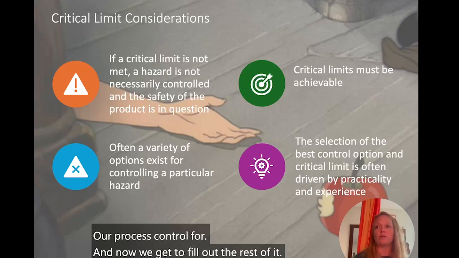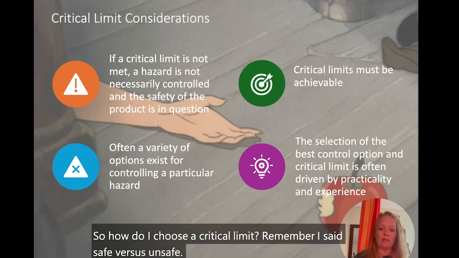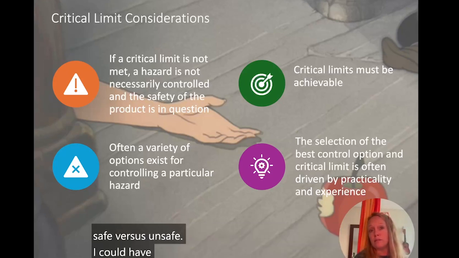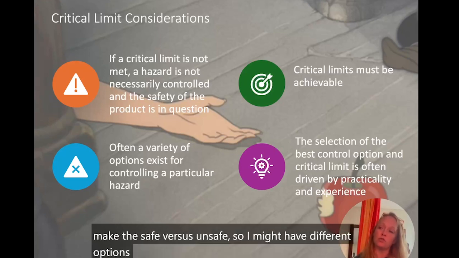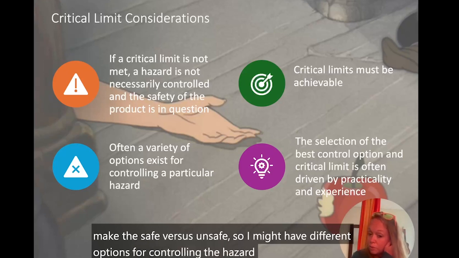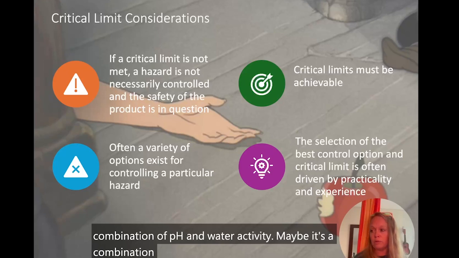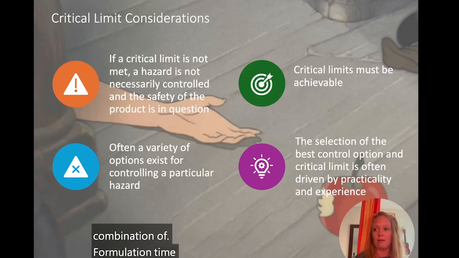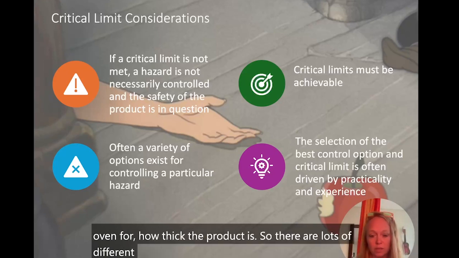So how do I choose a critical limit? Remember, I said safe versus unsafe. I could have lots of different ways to choose how to make this safe versus unsafe. So I might have different options for controlling the hazard. Maybe it's a combination of pH and water activity. Maybe it's a combination of formulation, time, temperature, how long it's in the oven for, how thick the product is. So there are lots of different ways those critical limits can be written and addressed.